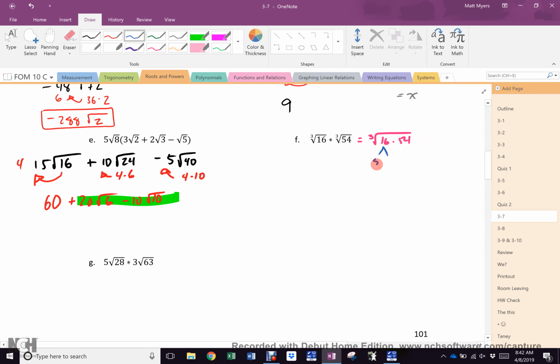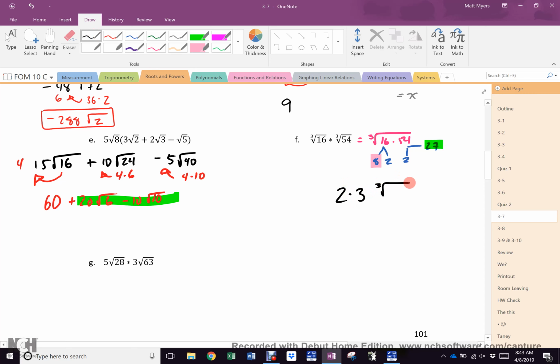Isn't 16 8 times 2? Why would I stop at 8 and 2? 8 has a cube root, right? And 54 is 2 times 27. Why would I stop there? 27 has a cube root. What's the cube root of 8? 2. What's the cube root of 27? 3. So out will come a 3.